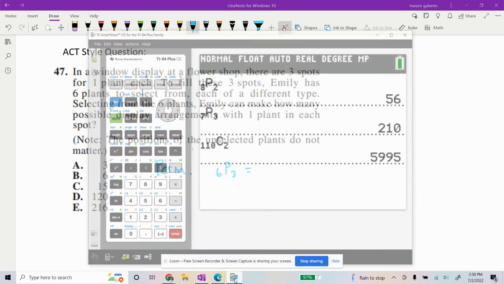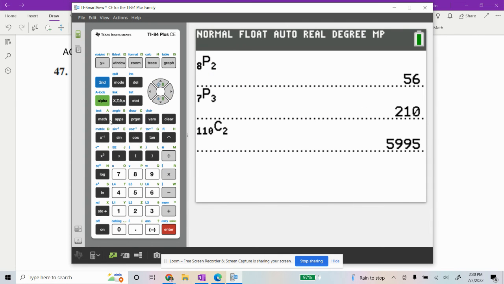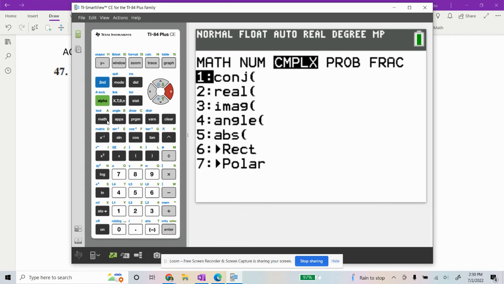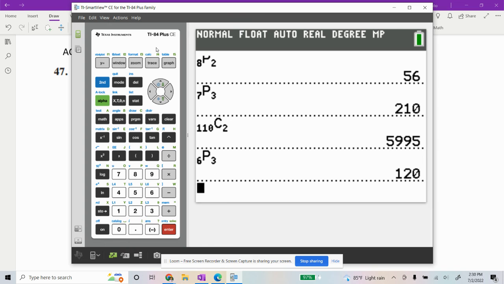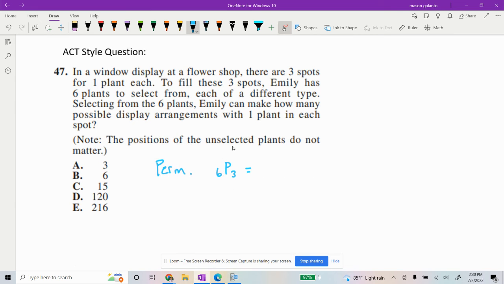6P3 equals, and again, I'm just going to go straight to my calculator. I'm going to go to math, scroll over to probability, nPr. We have 6 plants taken 3 at a time, which is 120 orders or permutations. So D is our answer.